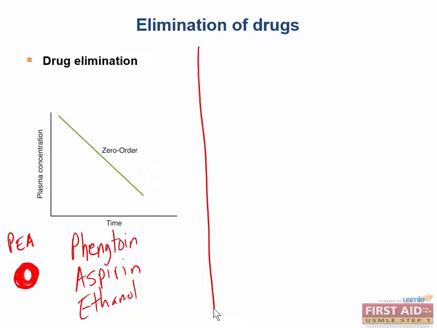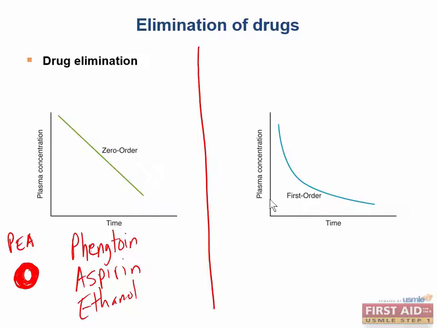So now that we've talked about zero order elimination, let's talk about first order elimination. In first order elimination, the rate of elimination is proportional to the concentration of the drug that's actually in the body. So a constant fraction of the drug is being eliminated per unit of time, resulting in an exponential decrease in the plasma concentration. Simply put, for first order elimination, if there is more drug in the body, more drug will be eliminated. And if there's less drug in the body, less drug is being eliminated. So note that first order elimination has a nonlinear curve compared to zero order elimination.